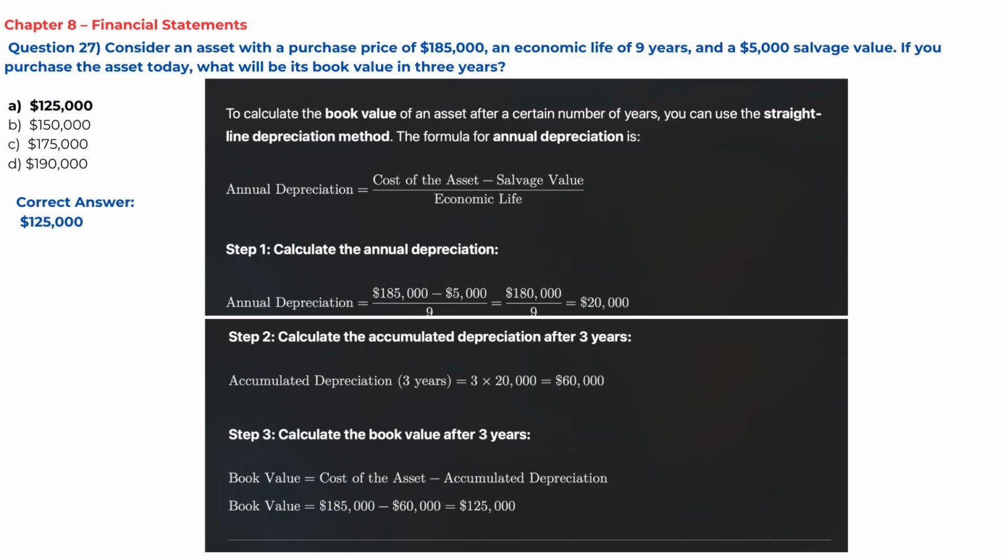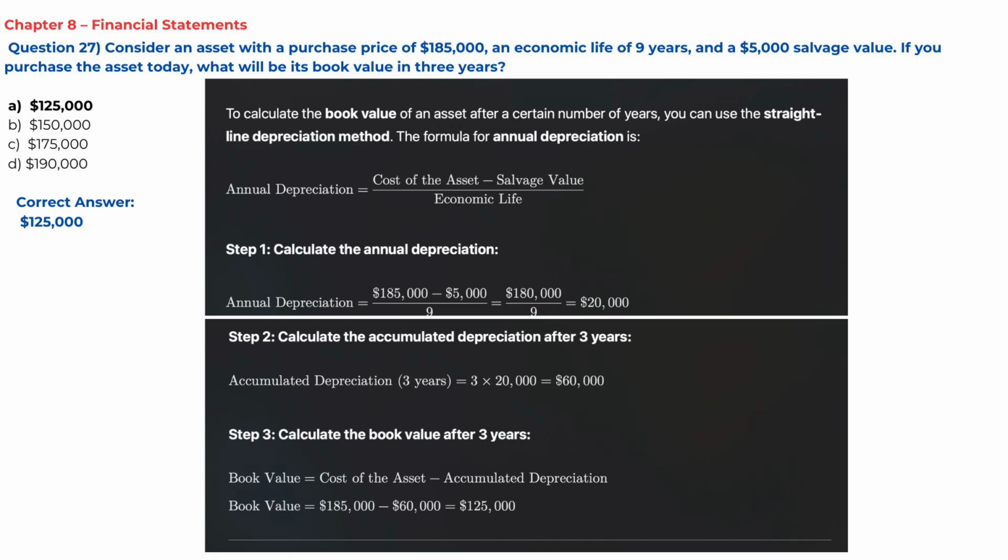Question 27. Consider an asset with a purchase price of $185,000, an economic life of 9 years, and a $5,000 salvage value. If you purchase the asset today, what will be its book value in 3 years? Correct answer, $125,000. Explanation. To calculate the book value of an asset after a certain number of years, you can use the straight-line depreciation method. The formula for annual depreciation is annual depreciation equals cost of the asset minus salvage value divided by economic life.